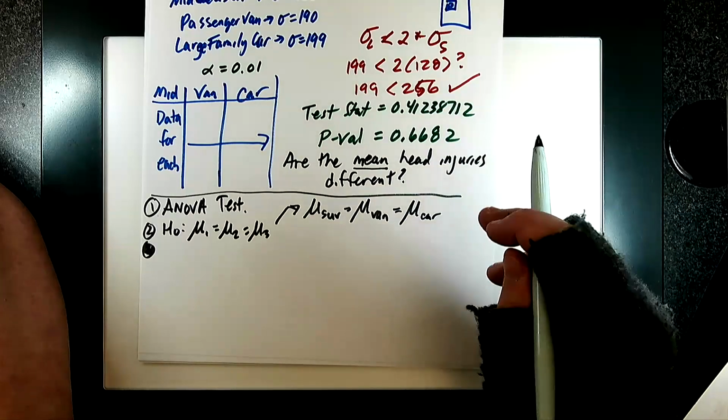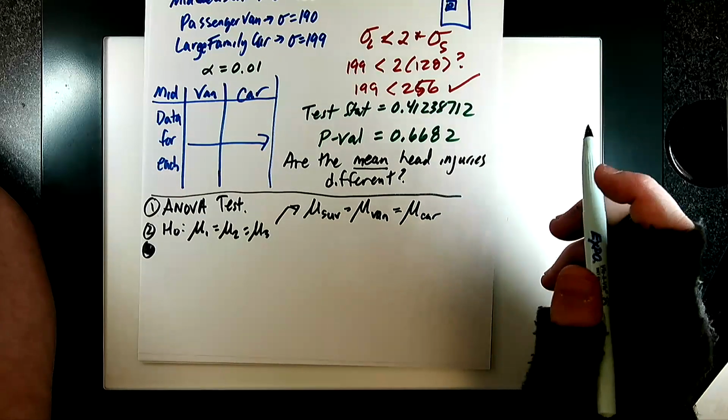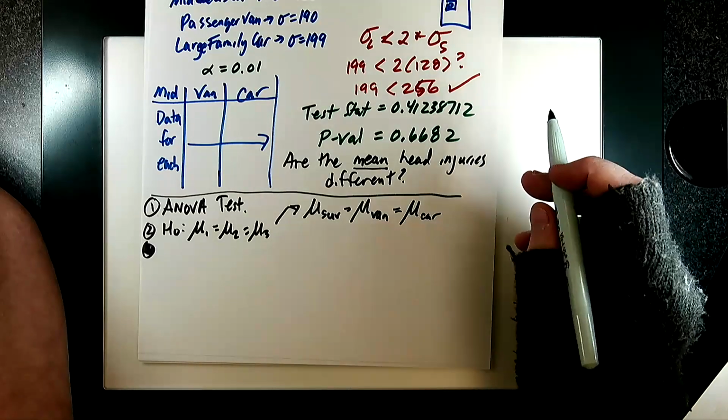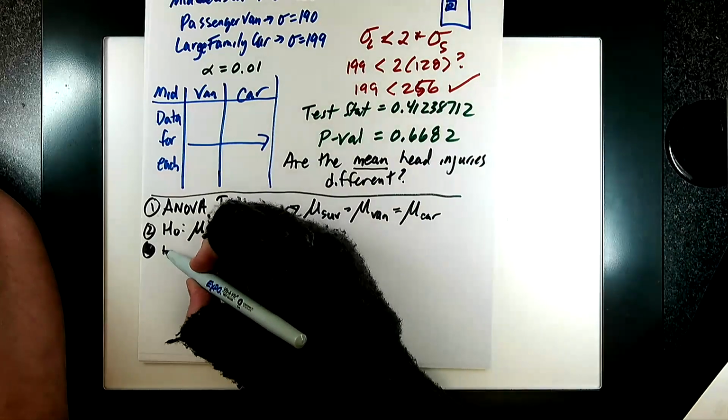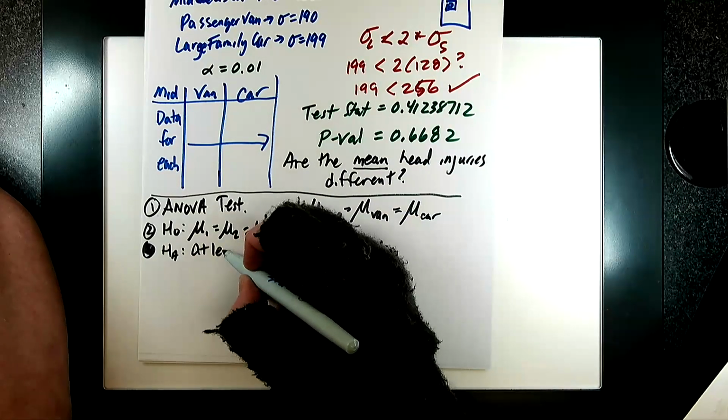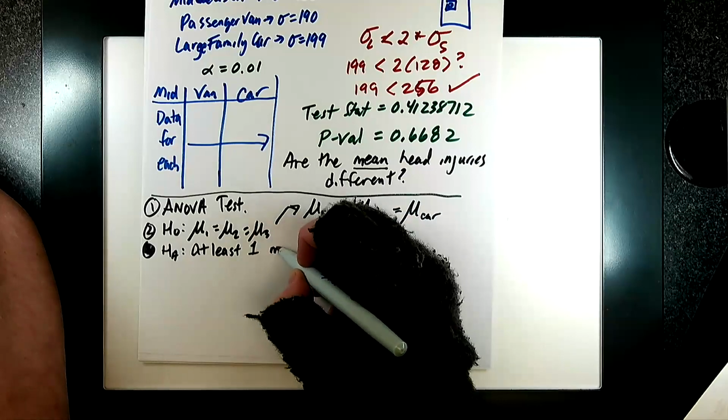When I see students go the extra distance though, sometimes I give extra credit on that final exam, like someone's really trying to make their answers clear. HA doesn't say anything about means, it just says at least one mean is different. It doesn't say which.